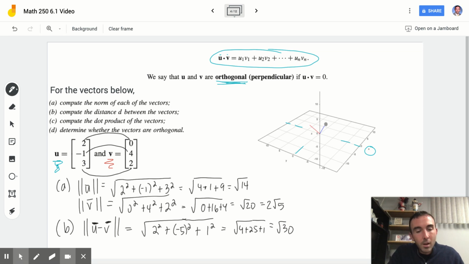So that would be, graphically speaking in the plane, tip to tip, how far apart are these two vectors? We got radical 30 for that.